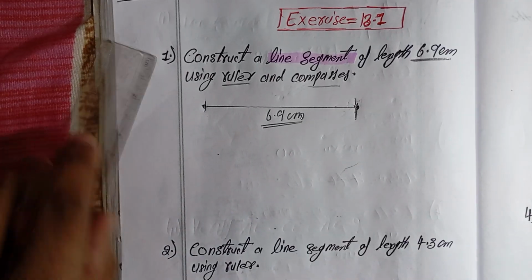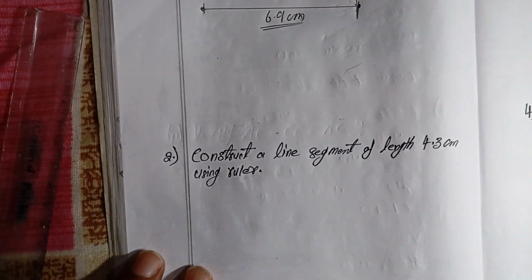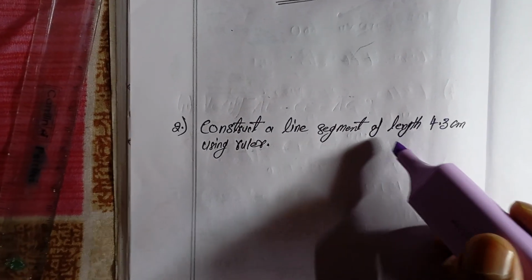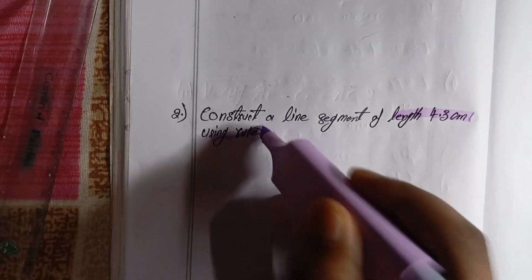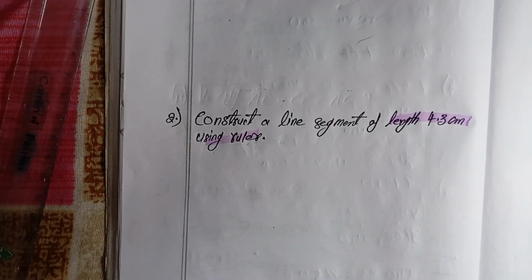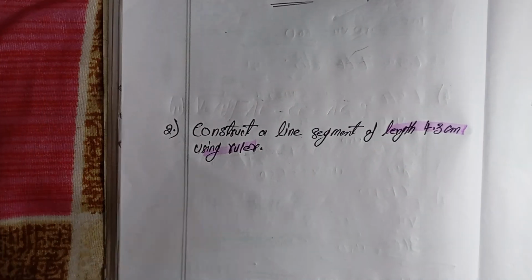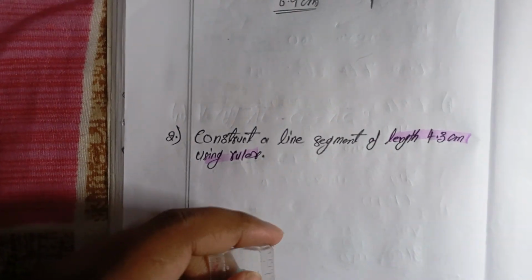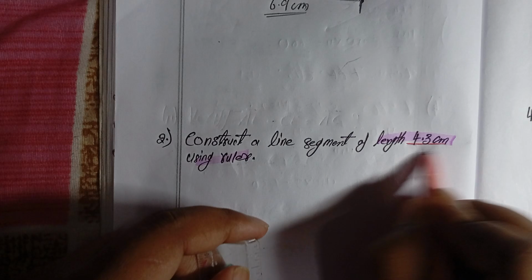So now I will talk about the next question. What the next question is telling is: construct a line segment of length 6.3 centimeter using a ruler. Now we have to use the ruler, this is called the ruler, that's the scale. We have to create 4.3 centimeter.